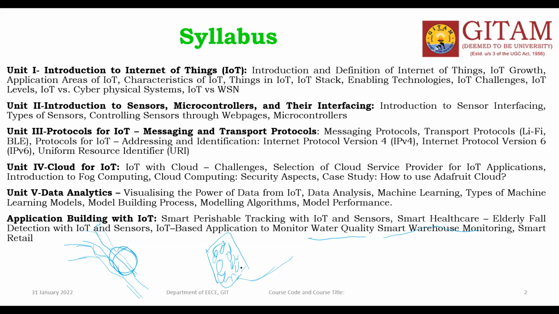So you can continuously monitor the warehouse, whether the cooling system is okay, whether the food grains are safe, or whether any animals came and are spoiling it. You can see everything every day, every minute, by providing IoT there. Like that, smart warehouses, and smart retailers.